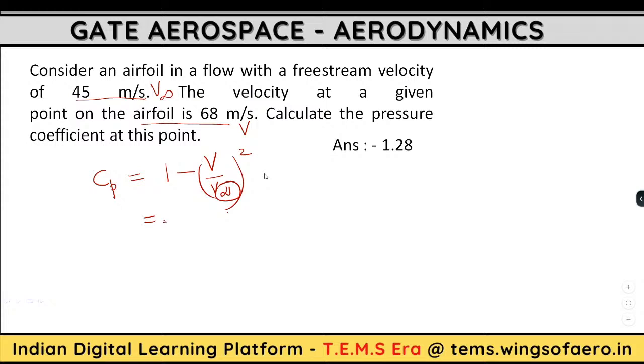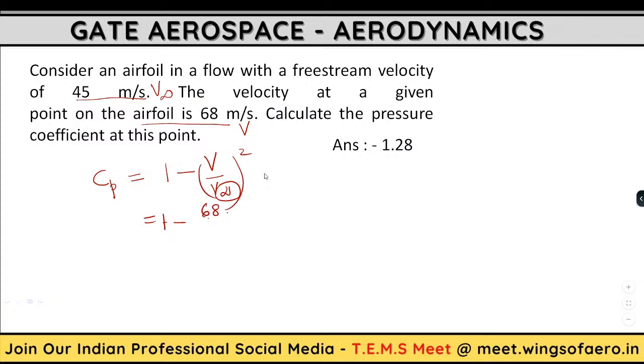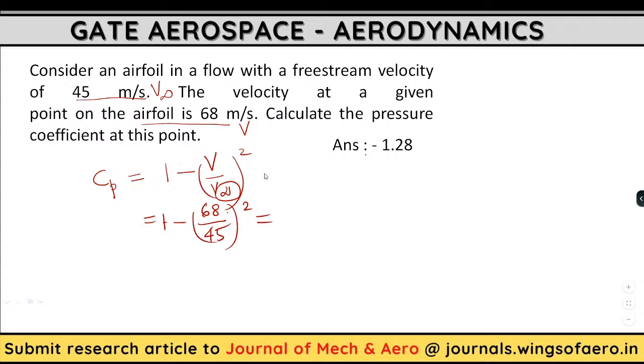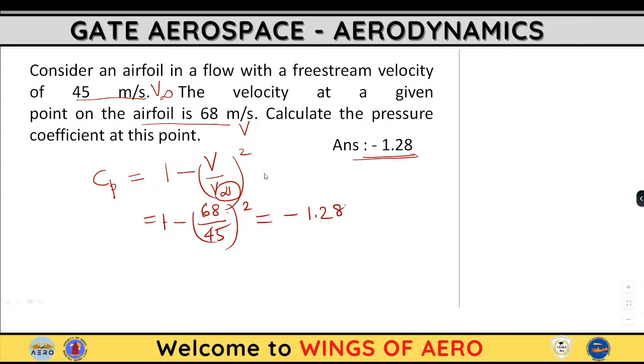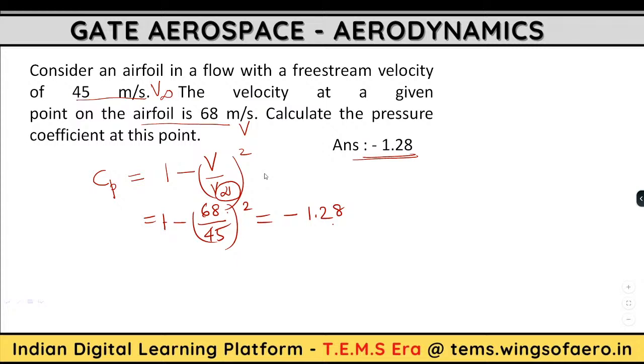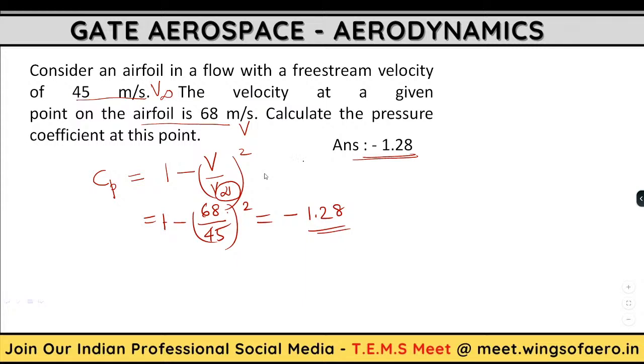So 1 minus 38 by 45 whole square, solve it and let me know whether you are getting the same answer or not. Yes, ma'am, we are getting minus 1.28. Are we getting minus? Yes, ma'am, I'm getting it. Okay. So this can be a 1 mark answer.